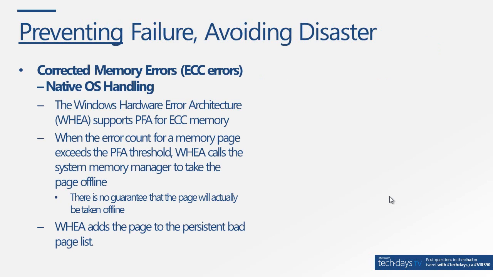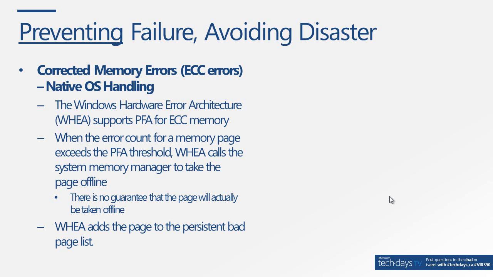One of the things that really ends up being an issue is, if you get a bad DIMM or a bad chip within a DIMM, you've got to be able to handle that and ensure that if a particular virtual machine is using it, that it's taken care of as automatically as possible. From the operating system perspective, there's native OS handling for ECC errors, and the Windows Hardware Error Architecture, WHEA, is going to support predictive failure analysis for ECC.